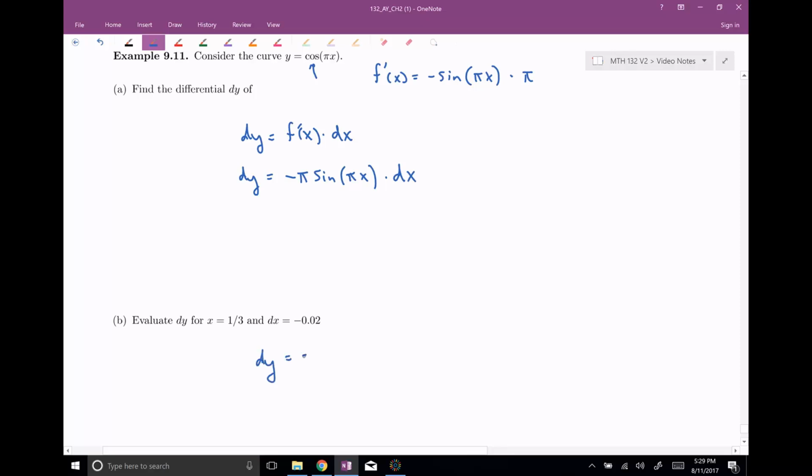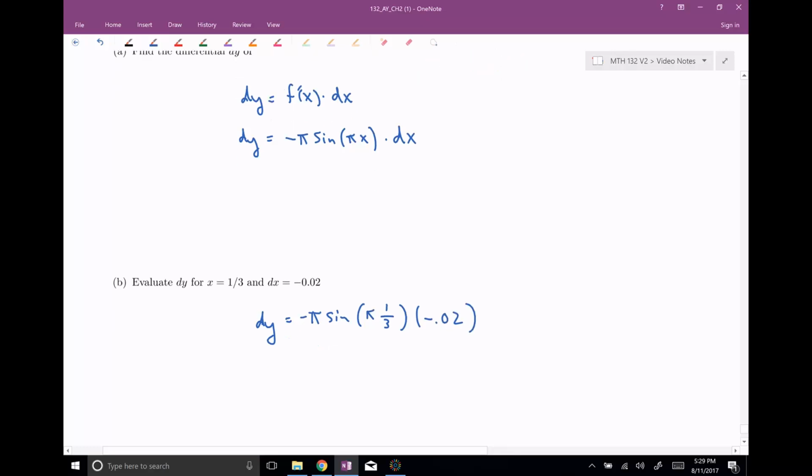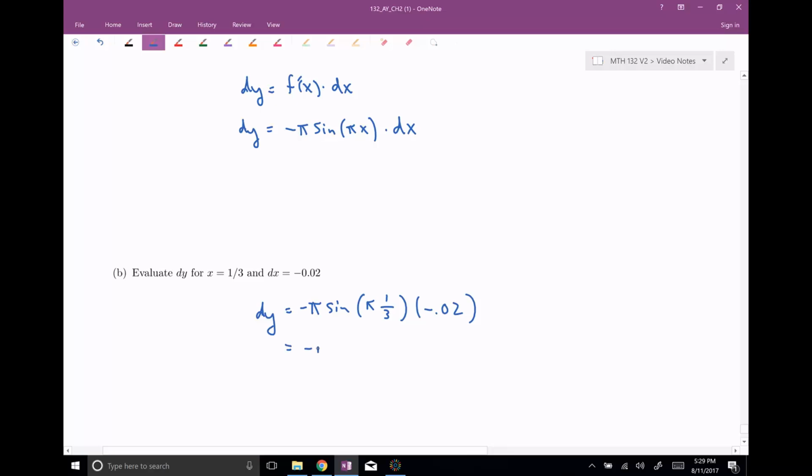Well, let's go ahead and plug it in. dy is equal to negative pi times sine of pi x. Well, this is going to be our 1/3, and then times dx. So if I move 2/100ths to the left, negative pi, and now sine of pi over 3, right? So sine of pi over 3, that's going to be root 3 over 2. And let me go ahead and express dx as negative 2/100ths.